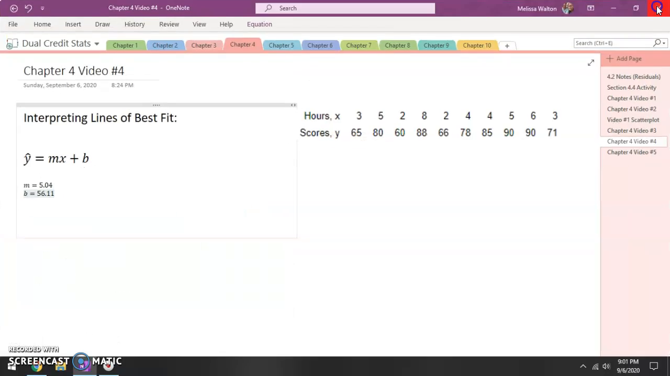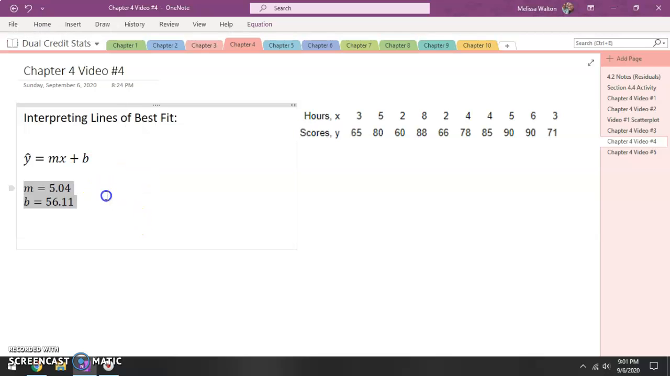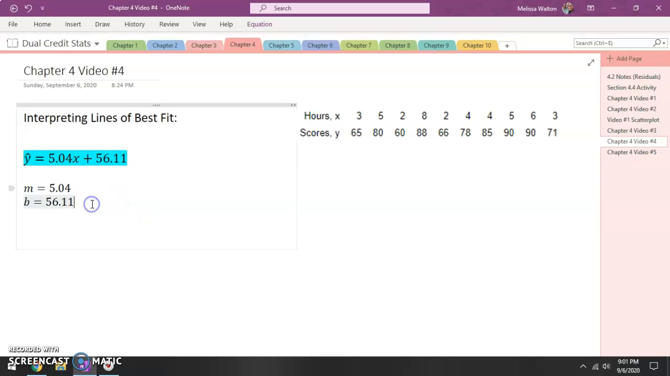All right, and we are done with Desmos. I'll go ahead and make this just a little bit bigger. So what can we do with this? I'm going to substitute in up here. We have 5.04, and finally this was 56.11. So what the heck does this equation mean? What does this slope mean? What does this y-intercept mean? Well, that is the purpose of this video. We're going to talk about how we interpret these values.